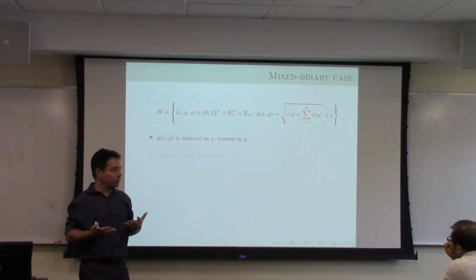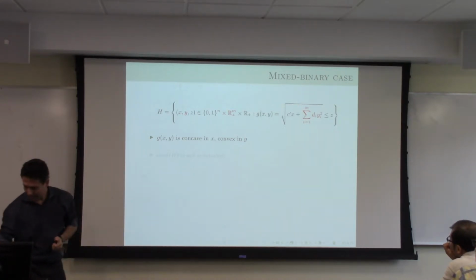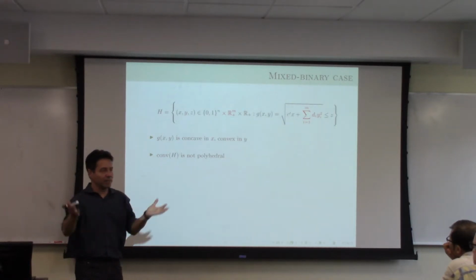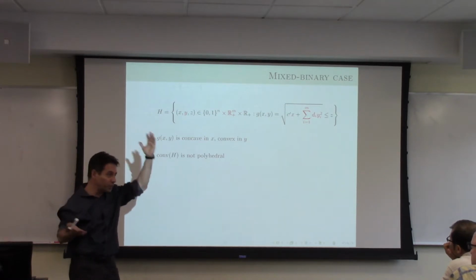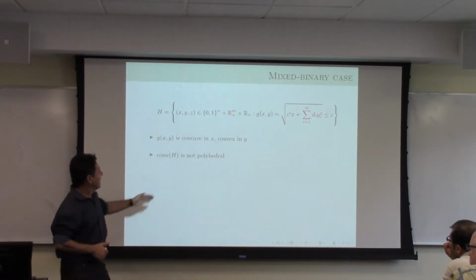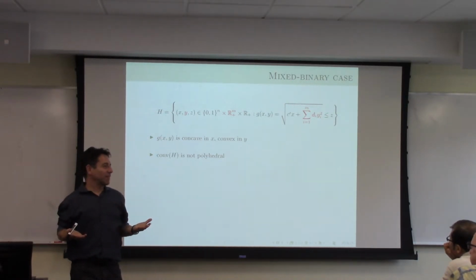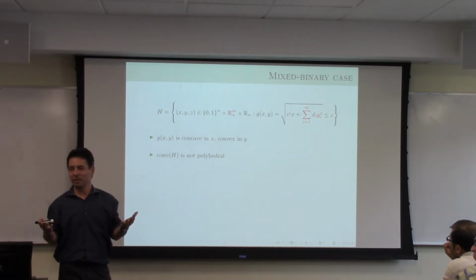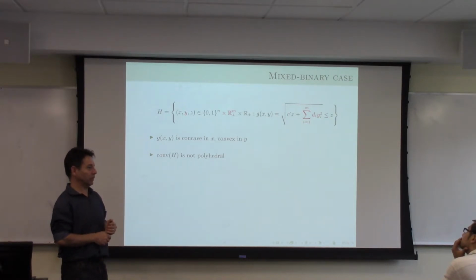I can't directly use the results that we had before. And the convex hull, or the lower convex envelope, is not polyhedral anymore. It has these curved edges, and you can't just use linear inequalities to describe it. You need nonlinear inequalities to be able to describe it. It appears to be significantly more difficult.